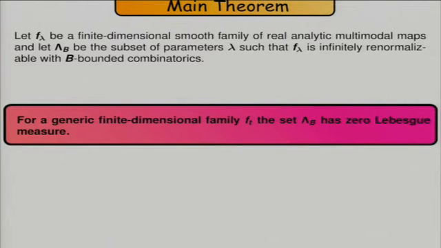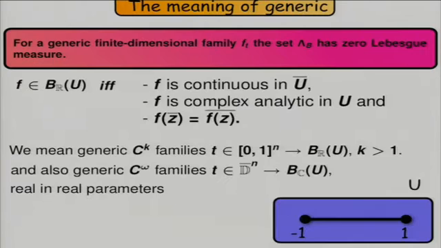So the main theorem is the following. Pick a finite dimensional smooth family of real analytic multimodal maps. You can define the set Lambda_B of the parameters where this map is infinitely renormalizable with bounded combinatorics. The main theorem is that for a generic finite dimensional family, this set has zero Lebesgue measure. Okay? So that is the main result. What I mean by generic, I need to be careful here.